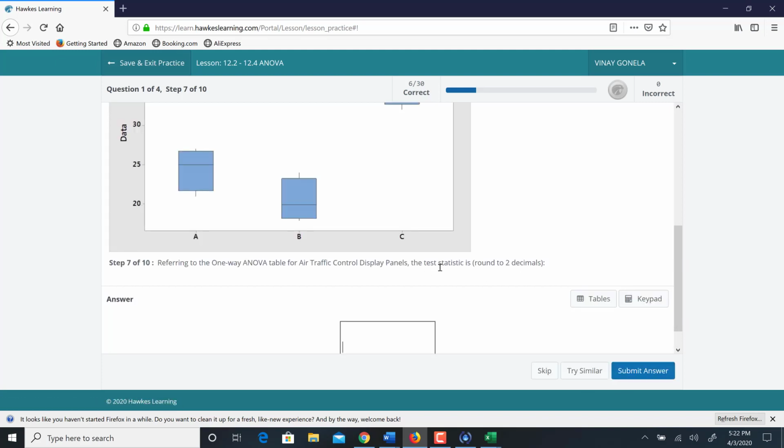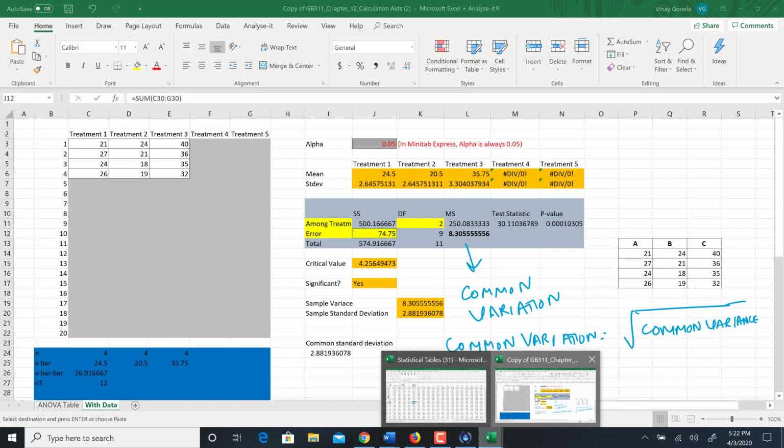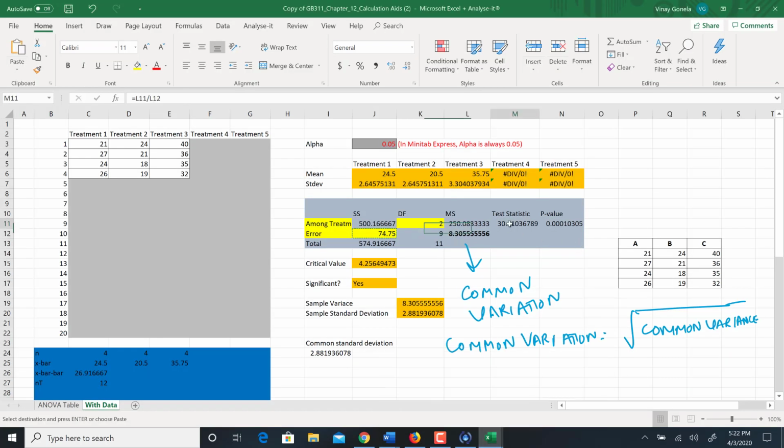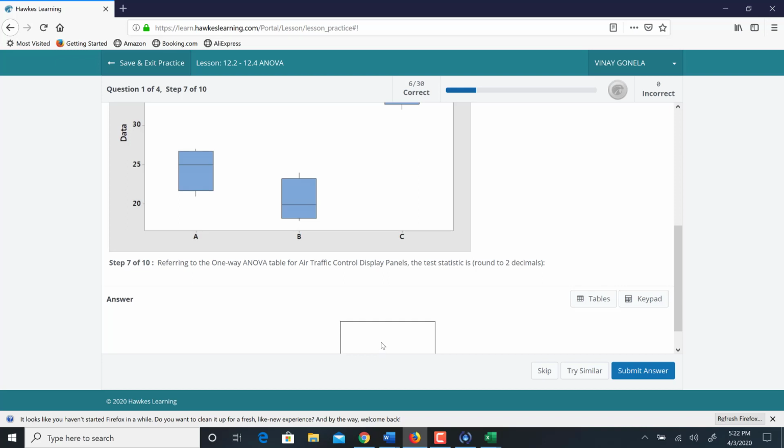And then refer to the test statistic. Referring to the one way ANOVA, the test statistic is. I will go to this again. The test statistic value here, if you see, is 30.11. So that would be our test statistic value.